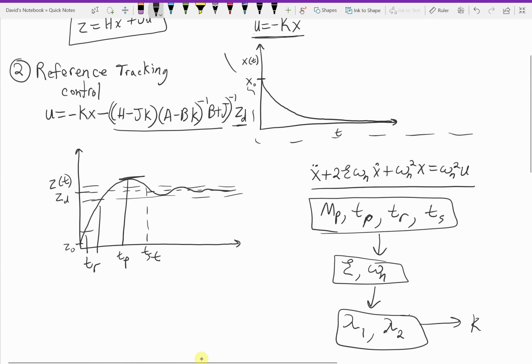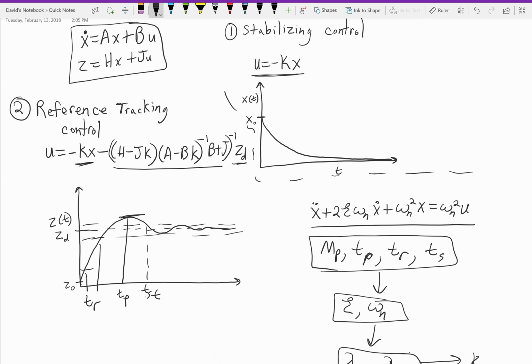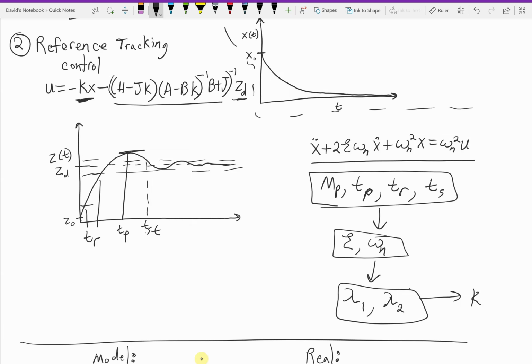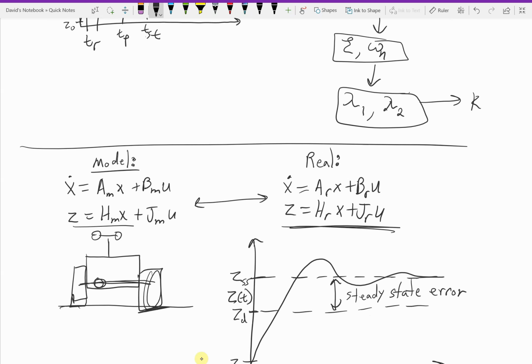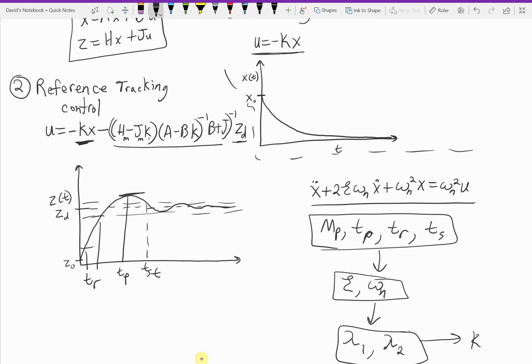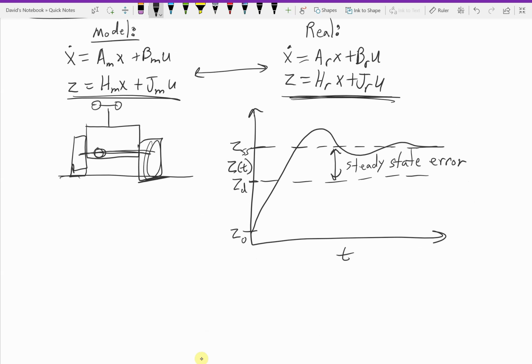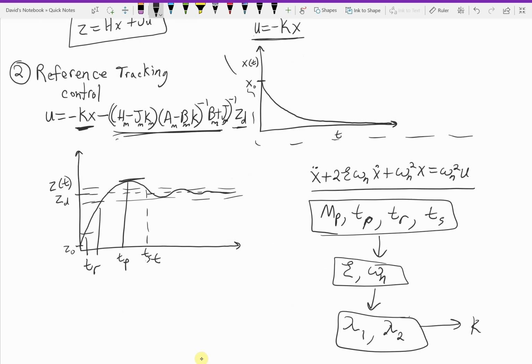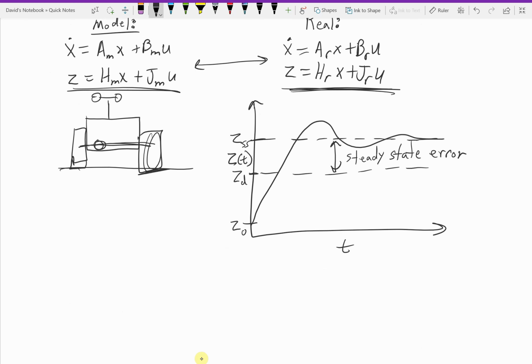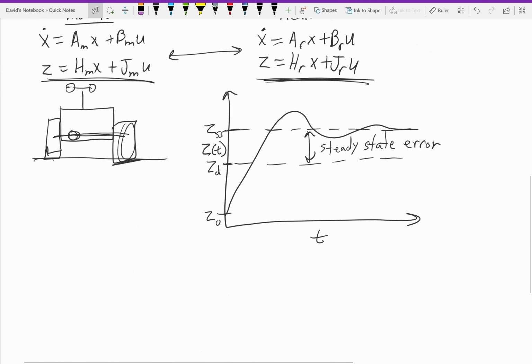And to see why that happens, if you look back and assume that the stabilizing part of our reference tracking controller stabilizes the real system as well as the modeled system, we can only apply the modeled H, J, A, and B matrices in the reference tracking control. And because that is different than our real A, B, H, and J matrices, there's going to be a difference in this input. And that's going to result, because this is constant over time, in a steady state error.